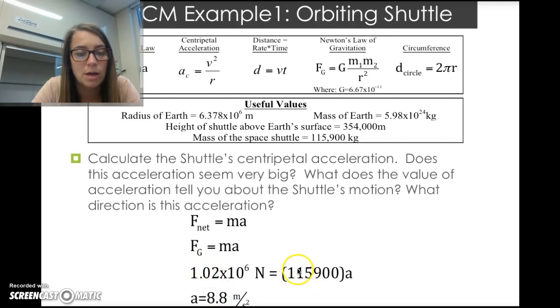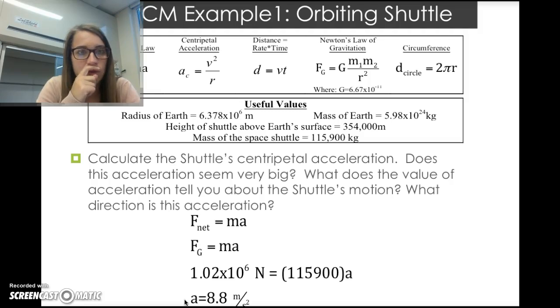We can divide the mass, and you get 8.8 meters per second squared. Okay, does that seem very big? Seems pretty close to 9.8, but definitely smaller because we're further away, right? What does this tell you about the shuttle's motion? This should tell you the rate at which the direction is changing over time.